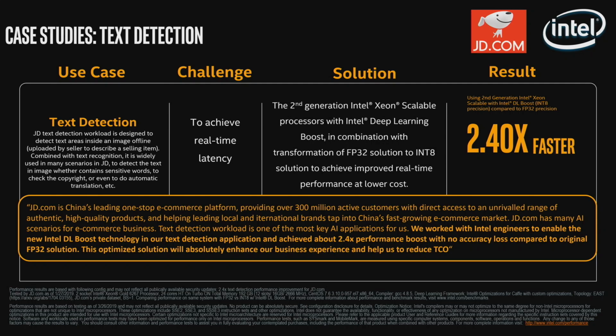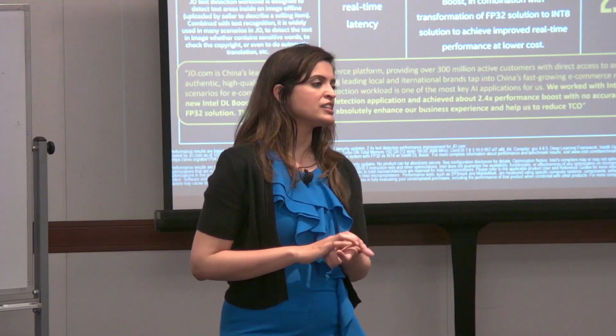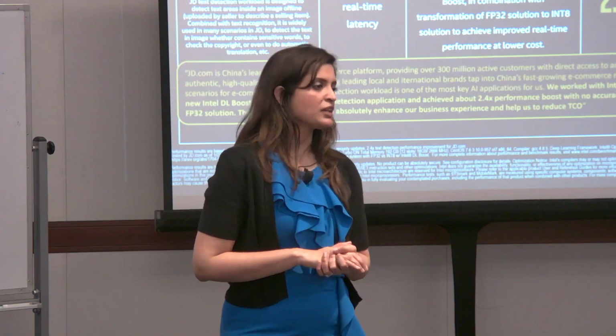2.4x faster than what they had. What was it that they had? What they had was actually a first gen Xeon Scalable. So it was still Intel. Yeah, it was still Intel.